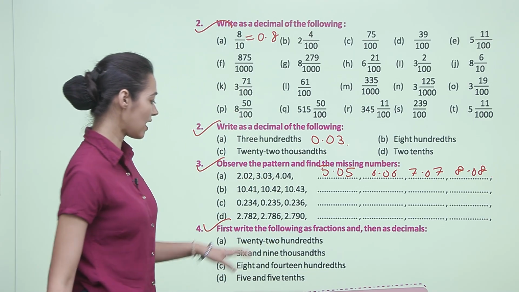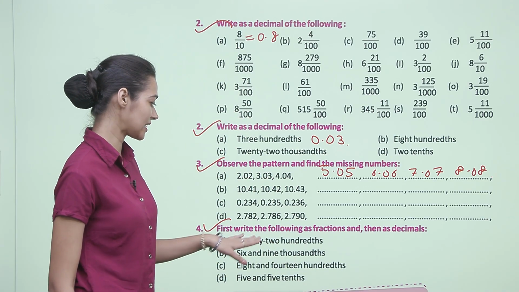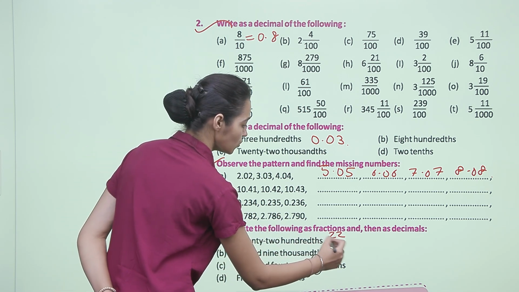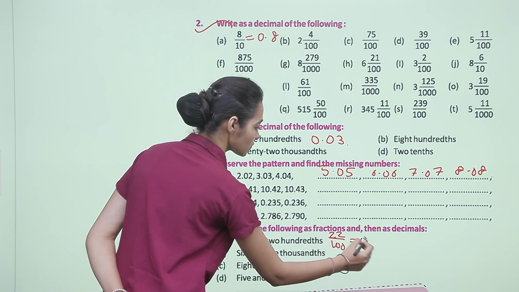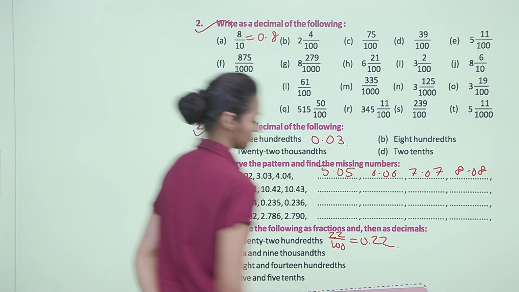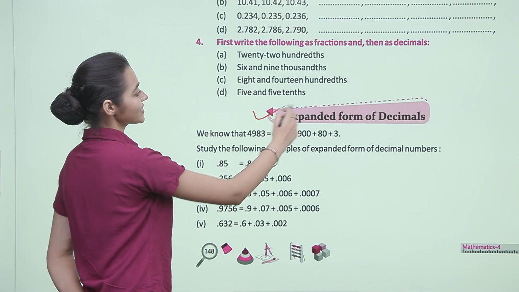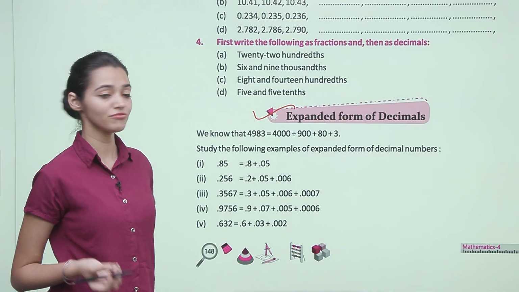Now in the next one, we have to first write the following as fractions and then as decimals. So it is 22 hundredths, so that is 22 by 100, that is equal to 0.22. Now let's start with the expanded form of decimals.